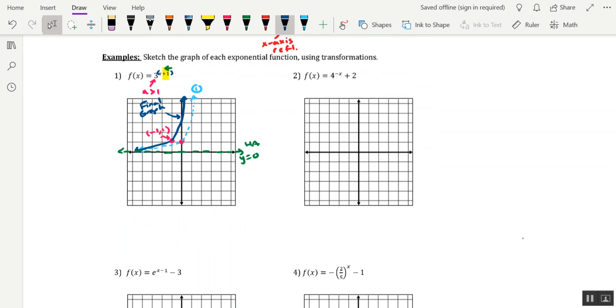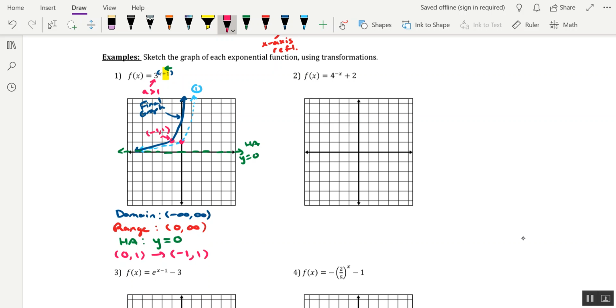I'd also like to include some details regarding this function, namely the domain, which would be all real numbers, the range, which would be parentheses 0, comma, infinity, since this graph is entirely above the x-axis. The equation for the horizontal asymptote, which we have marked on the diagram, is y = 0. And then the new location of (0, 1), which was (-1, 1) on our final graph. And there we have it, an example of graphing an exponential function using transformations.